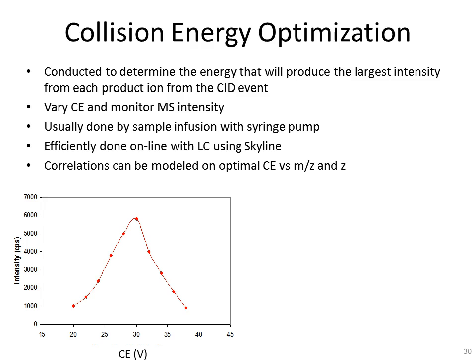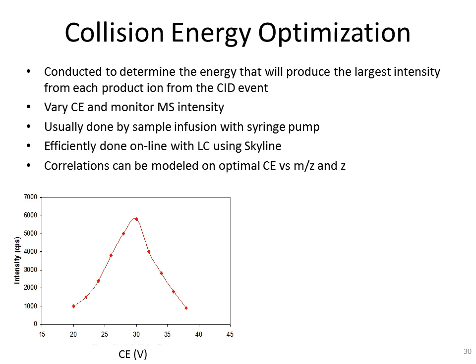Now, in the old days, people used to sit in front of their triple quad and infuse their peptide with a syringe pump. And then you would get a stable signal, and then the collision energy voltage would be ramped on the instrument. And as it ramped, you would be generating more and more of a product ion, and then you would reach some maximum, and then it would go back down. So this is called a breakdown curve.